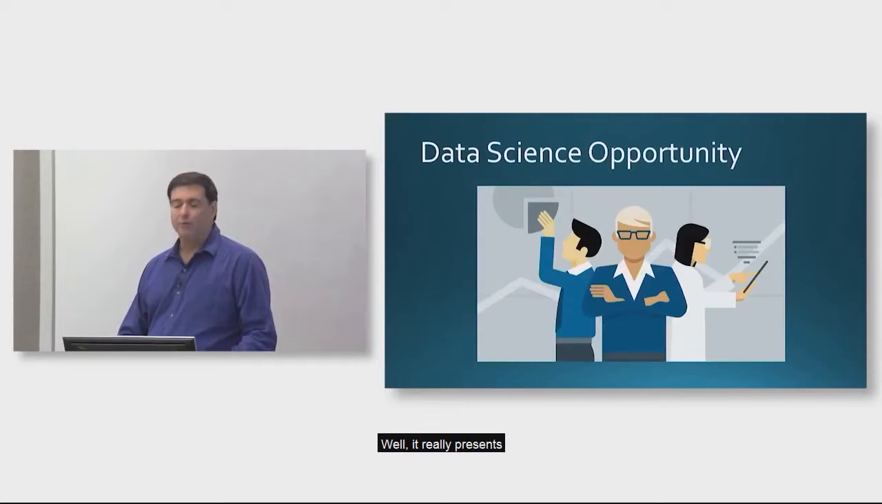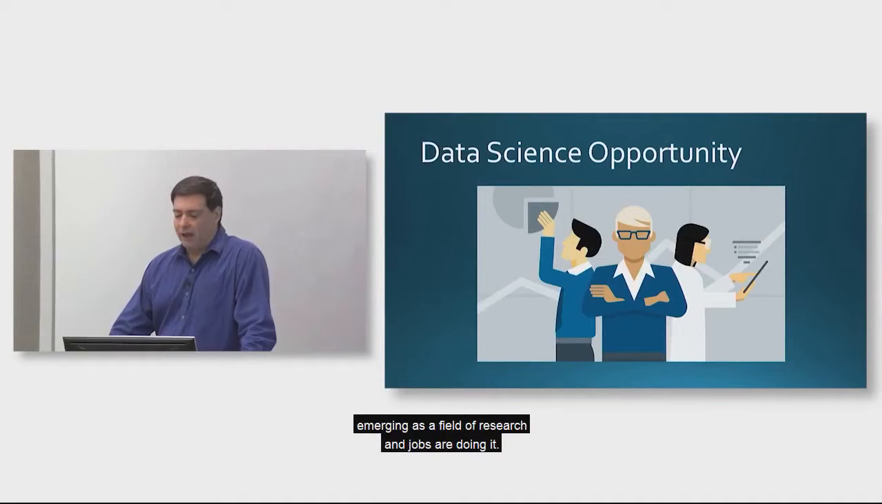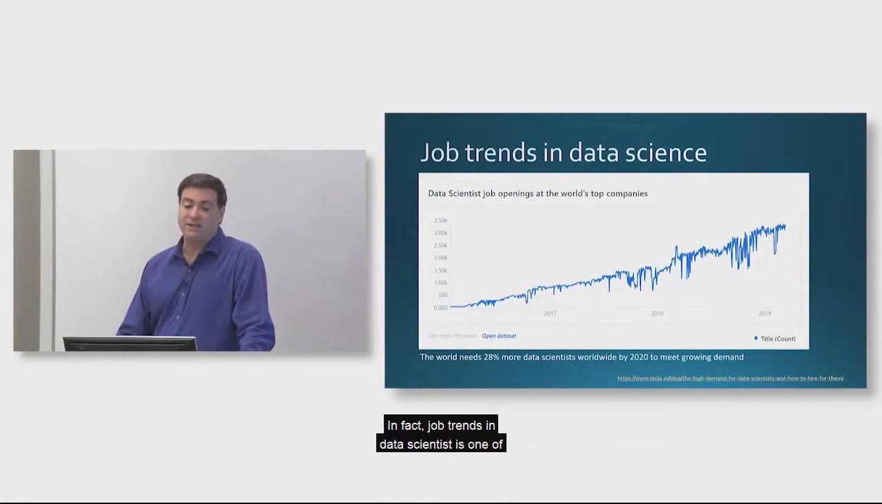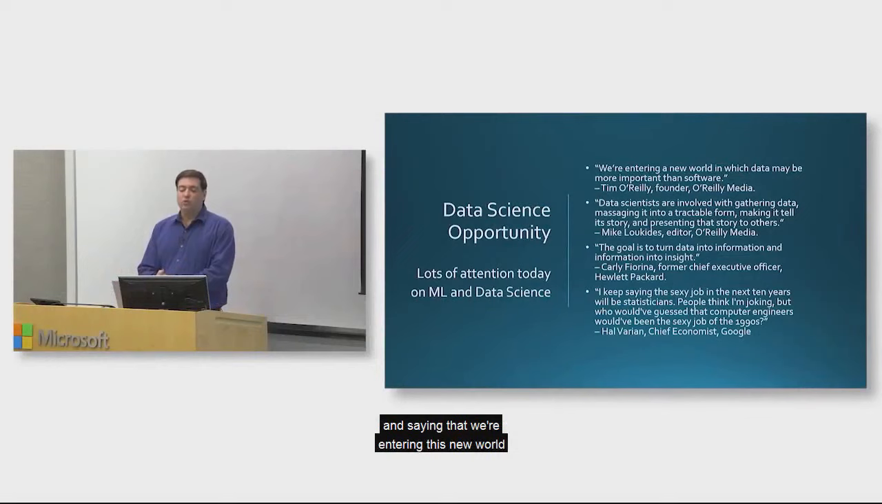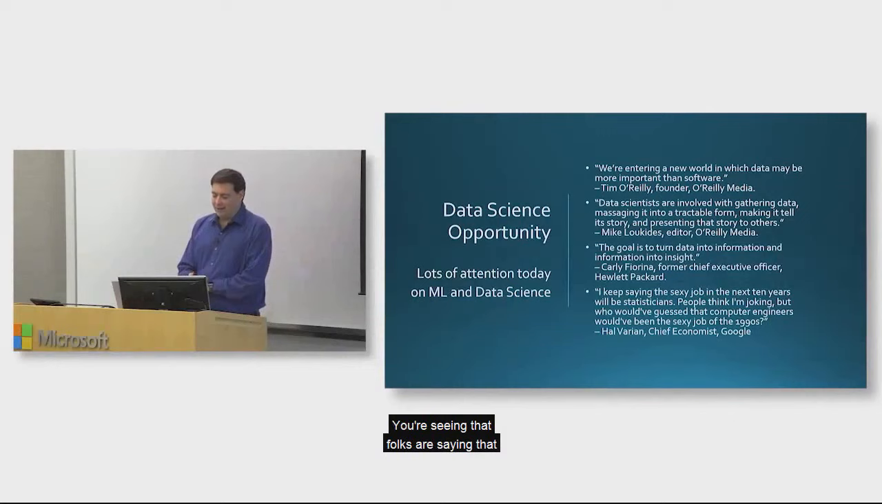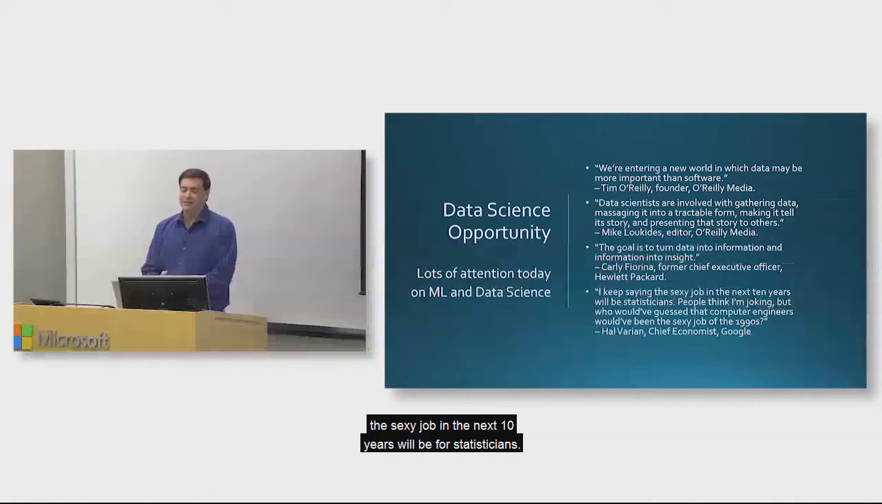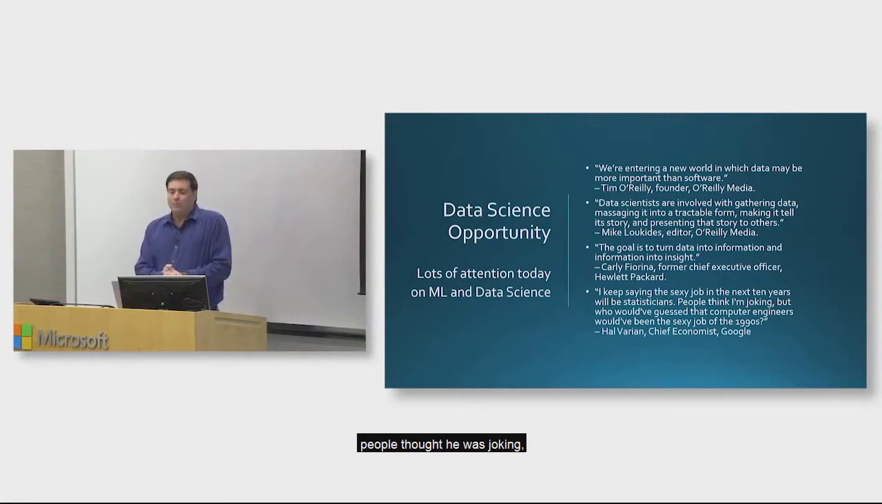And you're seeing data science emerging as a field of research, and jobs are doing it. In fact, job trends in data scientists is one of the fastest growing areas of jobs, and it keeps going up. You look at quotes from prominent researchers and media saying that we're entering this new world where data is as important as software. Folks are saying that the sexy job in the next 10 years will be for statisticians. This is from Hal Varian, the chief economist at Google, and he says people thought he was joking, but who thought that computer engineers were going to be the sexy job? So this is clearly an opportunity.